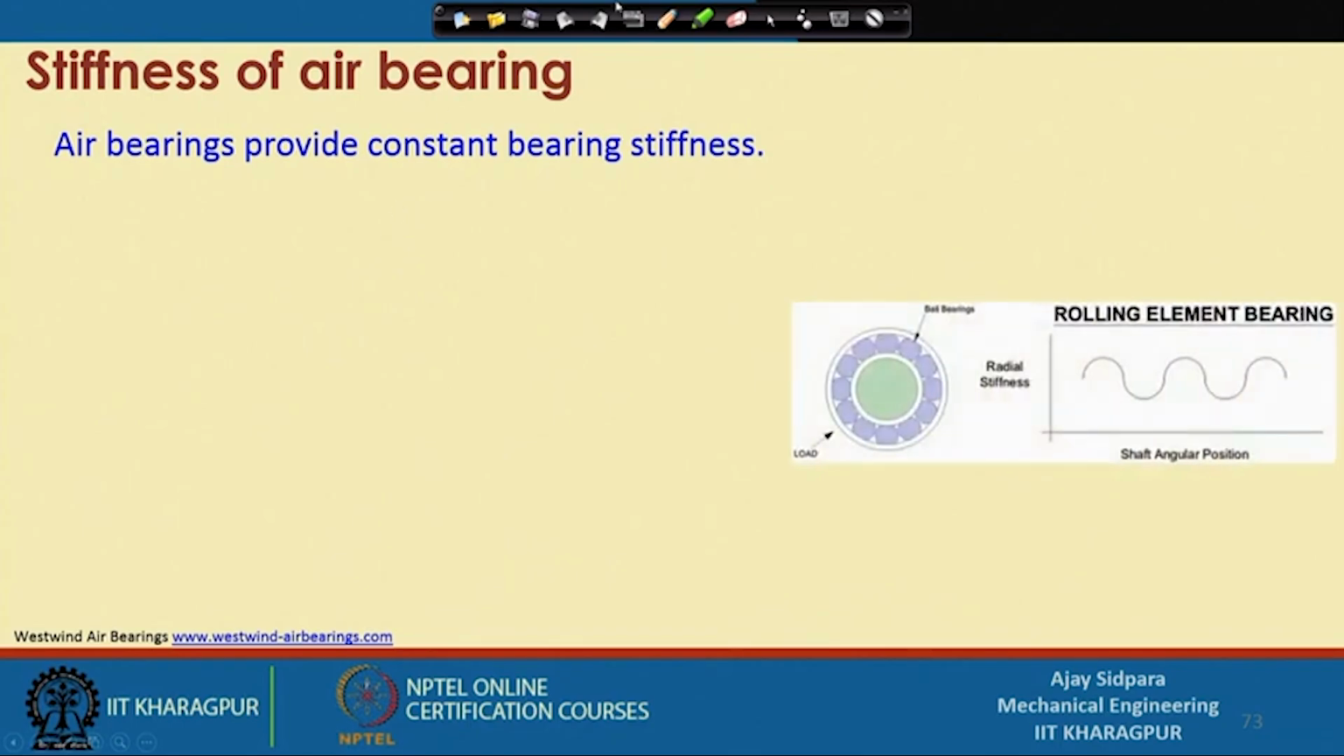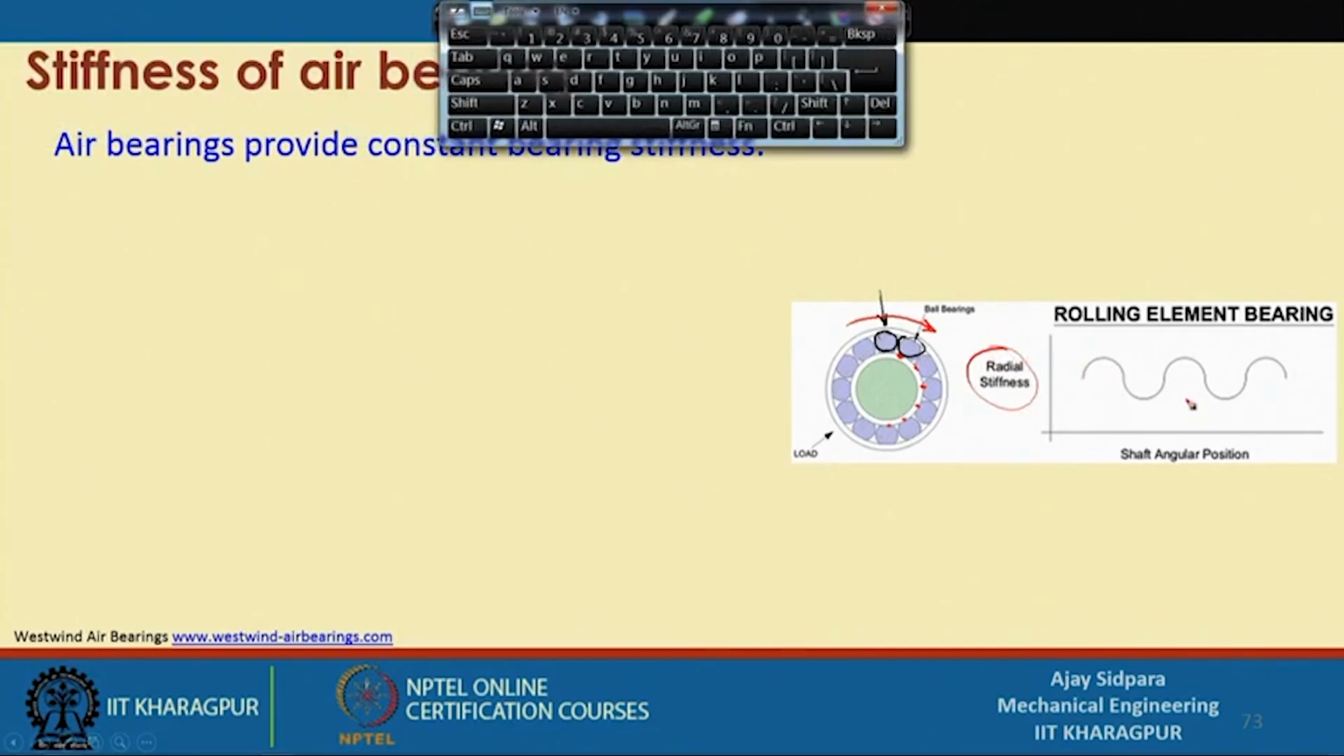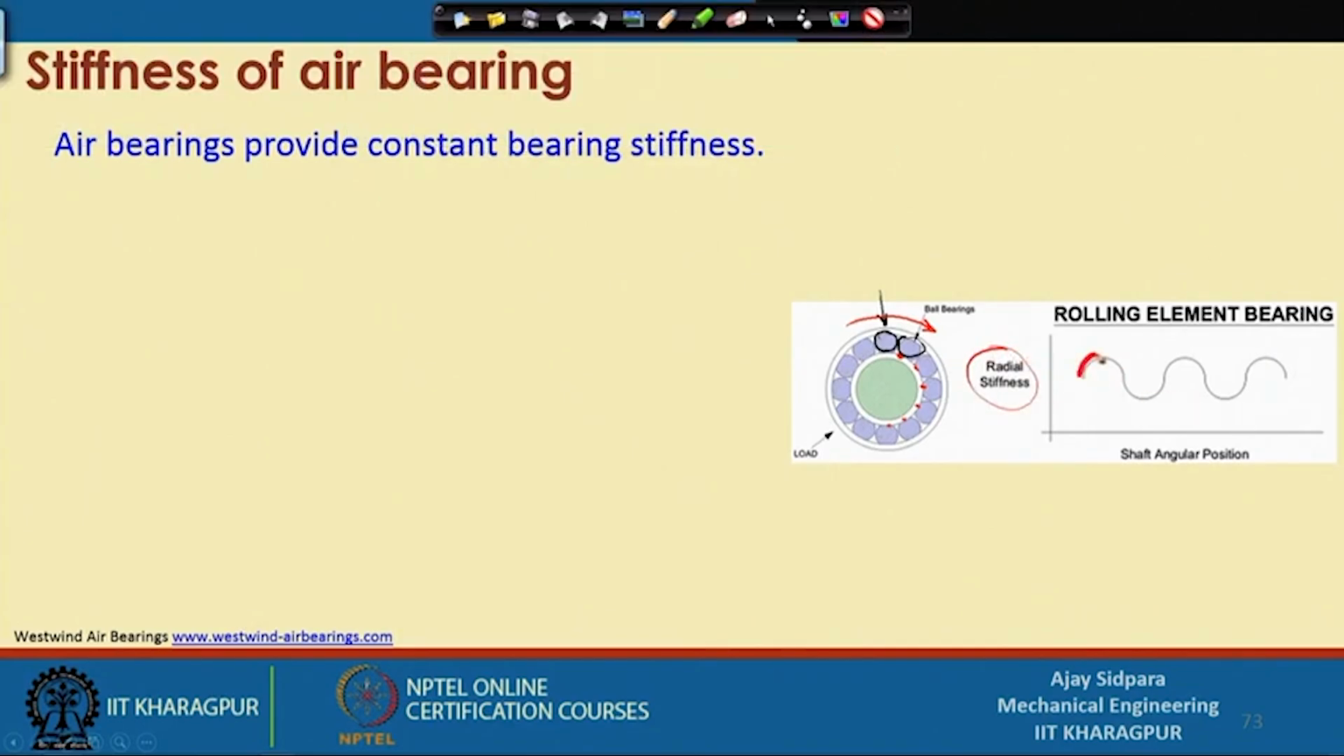Because if you see this roller bearing, roller bearings have different types of rolling elements. These are the rollers. What is going to happen when it is under loading? At that time contacts are here only. So, these are the contact points with the shaft. This is the shaft and this is the bearing. When it rotates, at that time these contact points create a very large variation in the stiffness.